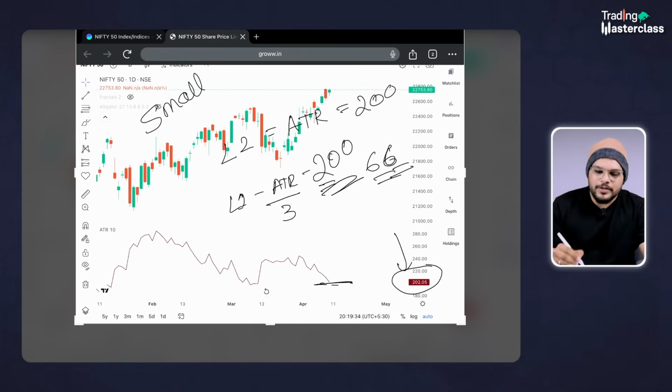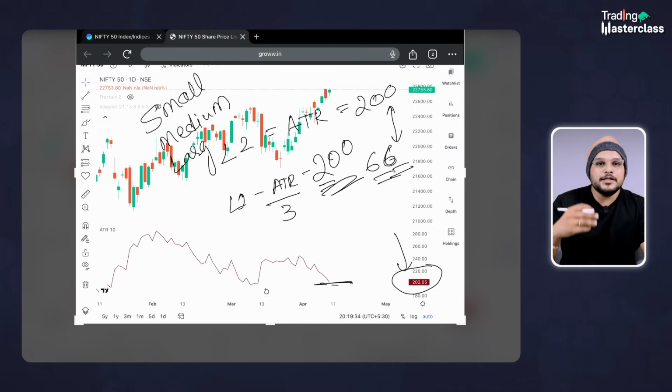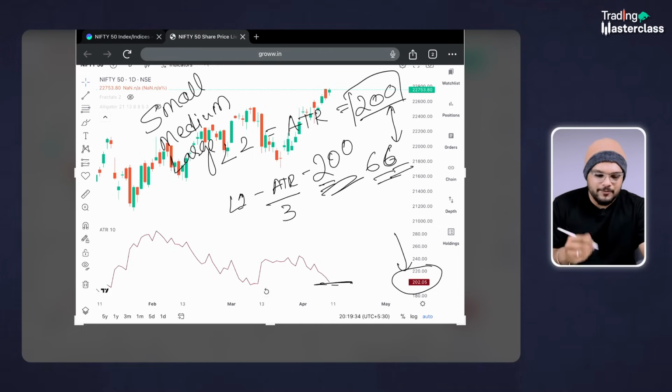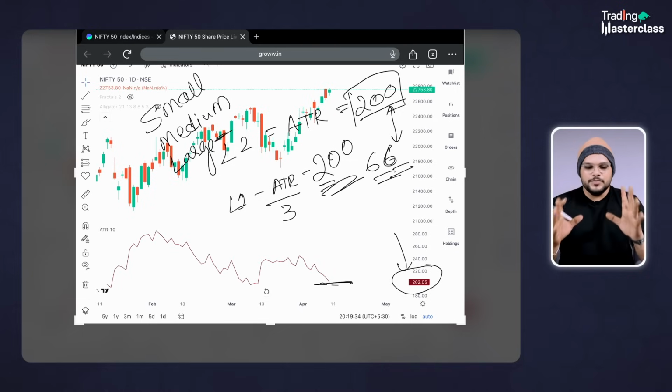Point 1. Point 2, obviously you would be getting the idea now. So in this case, let's say if tomorrow's IB range falls between 66 to 200, in that sense I'm going to call it a medium IB range. And last, obviously what is left is the large IB range. When tomorrow's IB range itself is greater than the daily ATR, then I'm going to call it a large IB range. I hope this concept is clear.